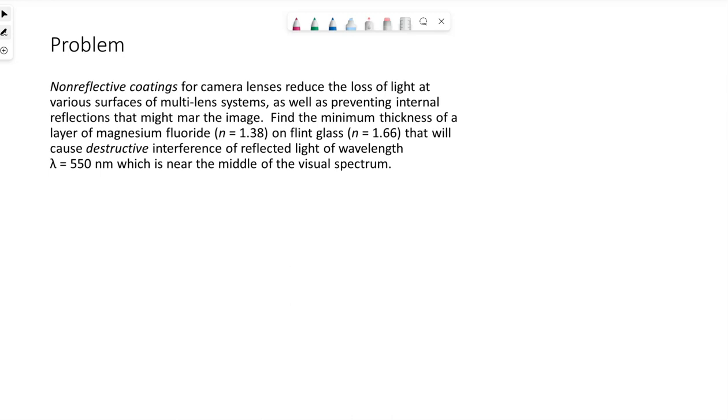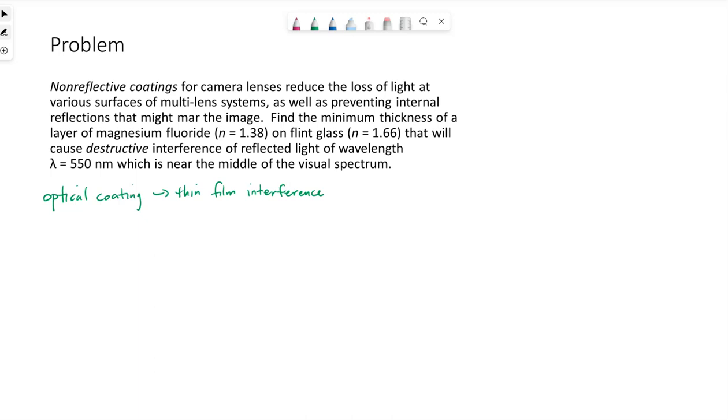So this would be an example of optical coatings, which is still thin film interference. If you have a really nice camera and you look at the lens from the outside, from the side that you would be taking the picture of, if you move it around and hold it at different angles, you can likely see different colors.